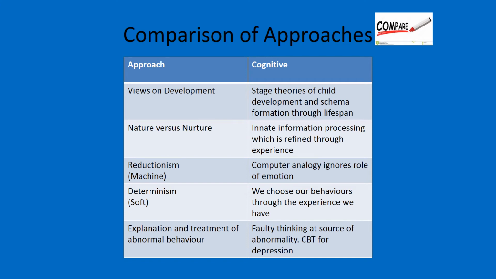And the last little bit, explanation of treatment. Well, if you believe in the cognitive approach, if you think that's the way that psychology can be best understood, then you would deal with cognitive ways of dealing with abnormality. So abnormality is caused, according to the cognitive approach, remember, OCD, etc., and what else was it? Depression as well. Faulty thinking at the source of the abnormality. Therefore, you would look at things like CBT, and I've just put there CBT, particularly for depression. Remember, CBT is all about trying to deal with faulty ways of thinking.